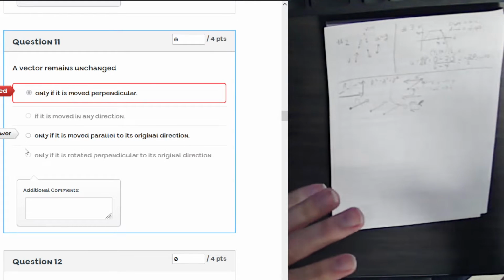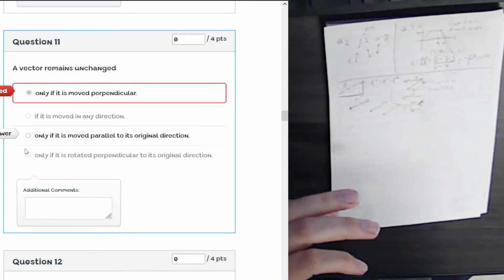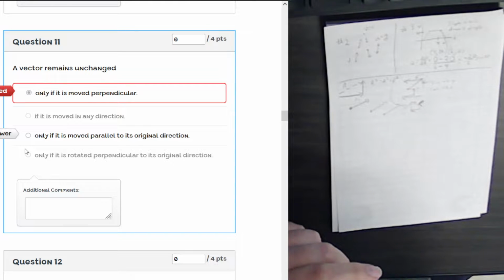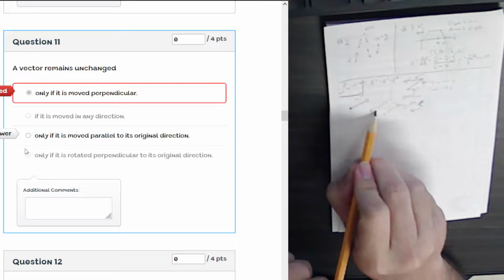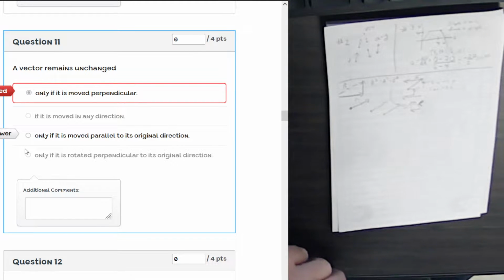So you don't want to change the size, that's obvious. But you also have to be careful not to change the direction. So the only way you can be sure of that is to move it parallel, right? So each one would look nice and parallel.